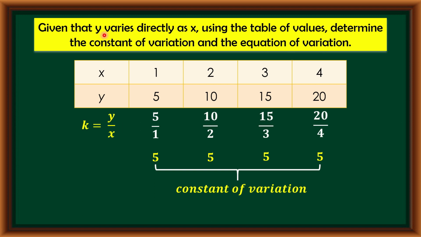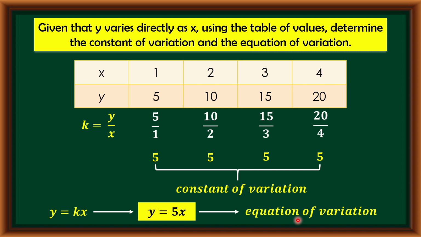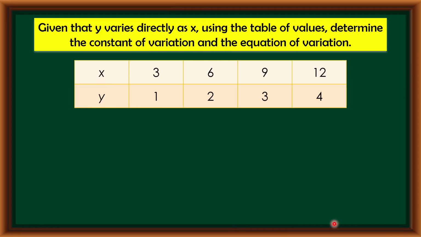So, since it is given here that y varies directly as x, that is the same as y is equal to k times x, in which we know the value of our constant, which is 5. So, we simply substitute it to our equation. So, we have y is equal to 5x, and here is the equation of variation. So, let us have another example.